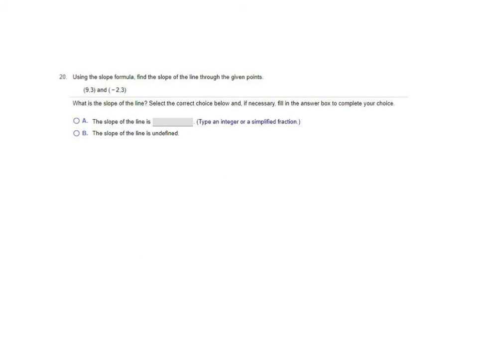Using the slope formula, find the slope of the line through the given points. If we look at this, I really shouldn't have to do any work with this one if I notice that my y values are the same. And hopefully I remember that if I have a horizontal line, then my slope is 0, and all my y coordinates are the same. And so I can immediately just say that the slope is 0.